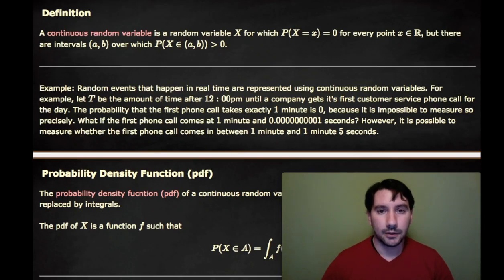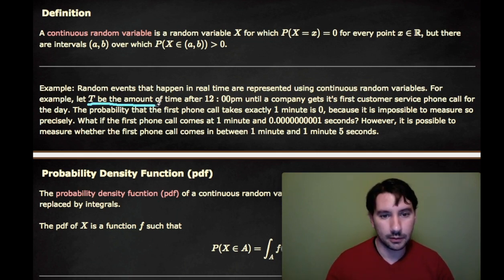A continuous random variable, defined informally, is one which has probability 0 of taking any particular value, but there are open intervals (a, b) which have positive probability. So, for example, a random time would be a continuous random variable. If t was the amount of time after 12 p.m. until a company gets its first customer service phone call, t would be a continuous random variable.